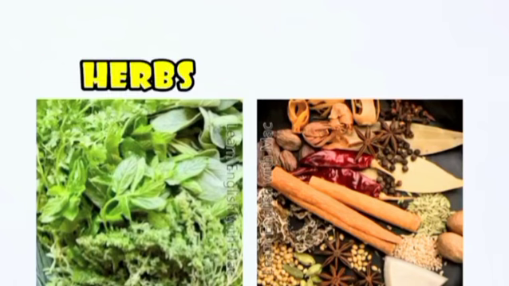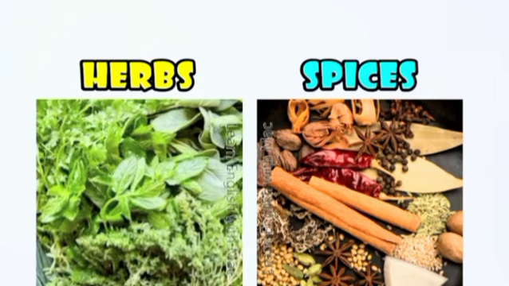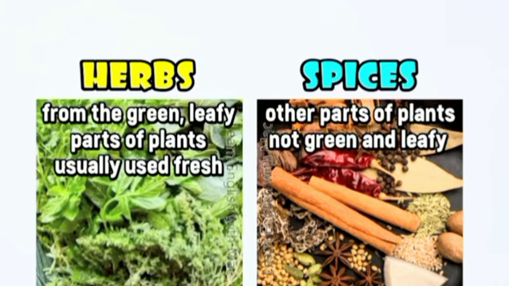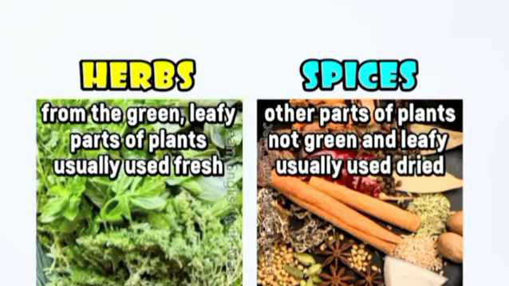These are herbs, and these are spices. Herbs come from the green leafy parts of plants and are usually used fresh. Spices come from other parts of plants that are not green and leafy and are usually used dried.